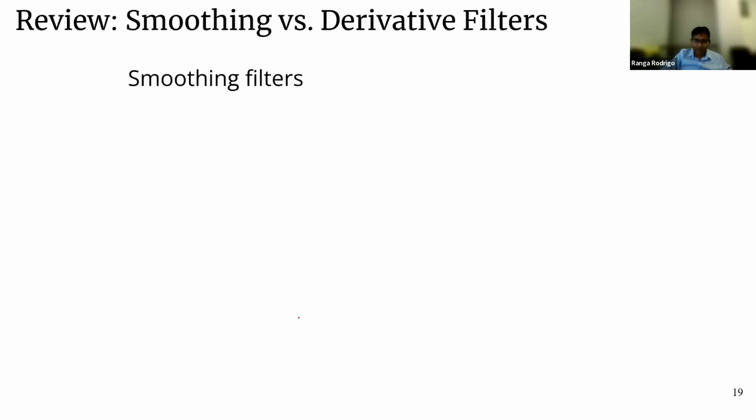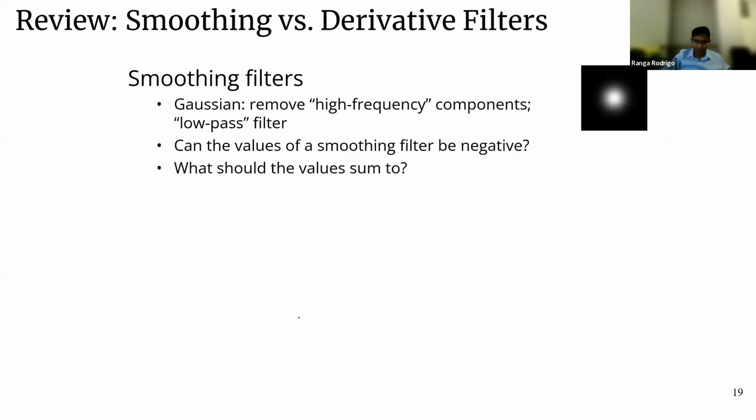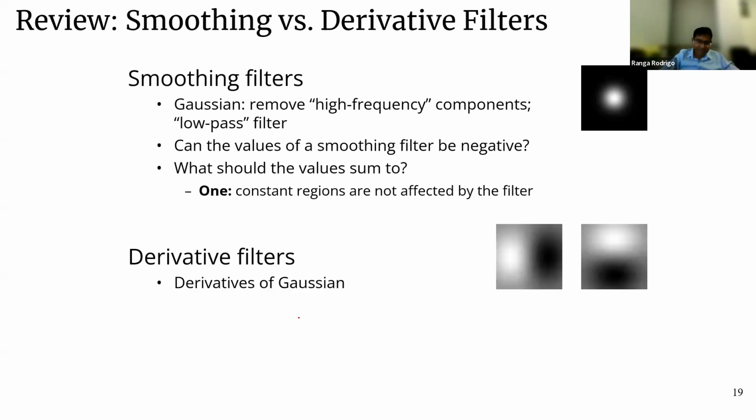Let's briefly talk about these filters. Smoothing filters, the Gaussian, remove high frequency components. It's a low pass filter. Can the values of the smoothing filter be negative? The answer is no. What should the values sum to? The answer is 1. Remember, we divided by the sum of the Gaussian to make it 1. Otherwise, if you apply this filter to a white wall, the intensity will increase. That is the reason.